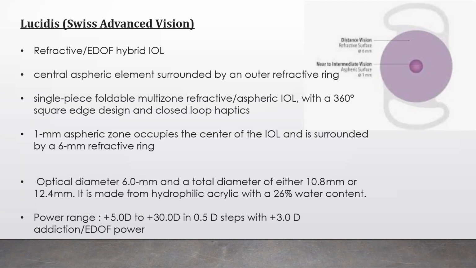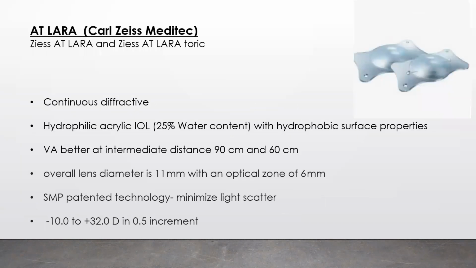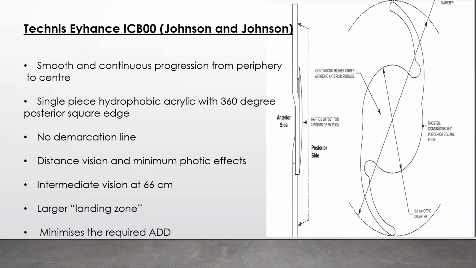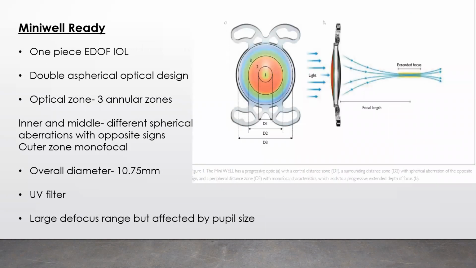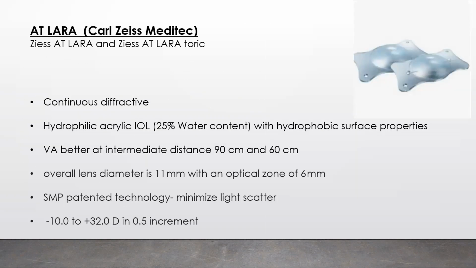Also, Amrita, I wanted to know which of these lenses that you've spoken about so far are available in toric or not? I know Lucidus is available in toric, but what about Lara, iHance, and the previous one? Zeiss Lara also has a toric and a non-toric form. But this one does not. Technis iHance is a monofocal. In this, we don't have a non-toric version. And the previous one, Minivel, also, I think, is just one lens. They don't have a toric form of that.